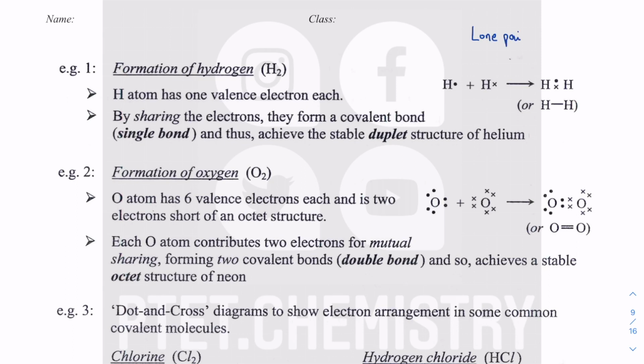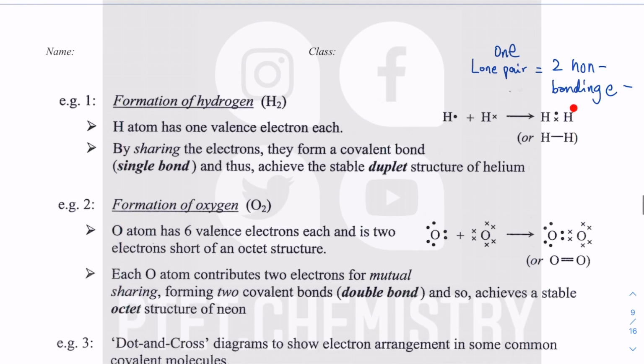Lone pair is equal to 2 non-bonding electrons. So one lone pair equal to 2 non-bonding electrons, and there are no electrons that are not used for bonding, because the hydrogen uses all the electrons for bonding there. Single covalent bond. One single covalent bond means 2 bonding electrons.